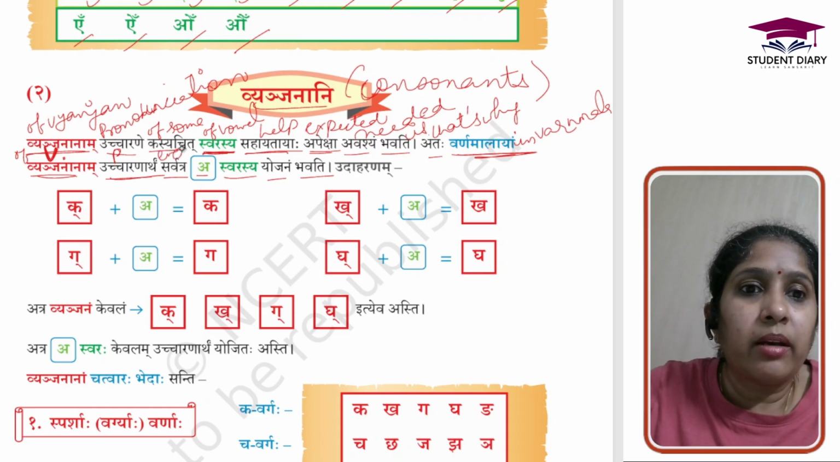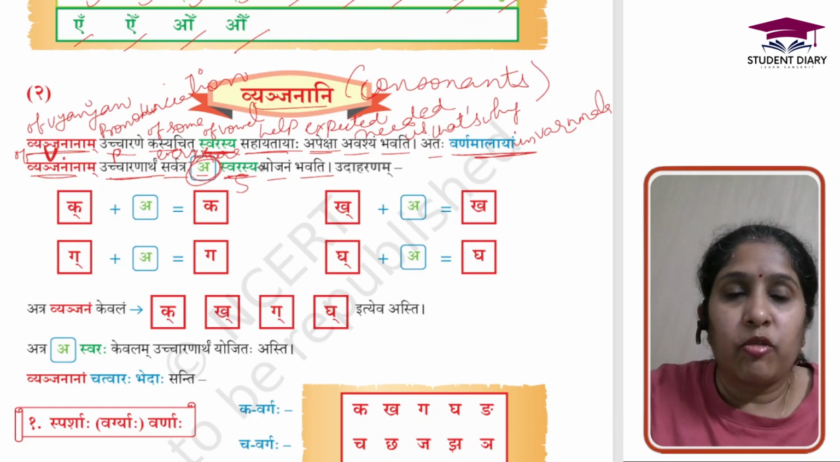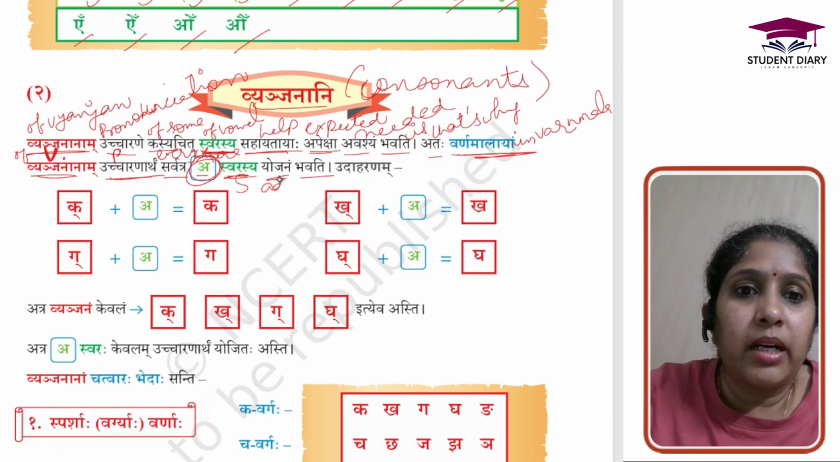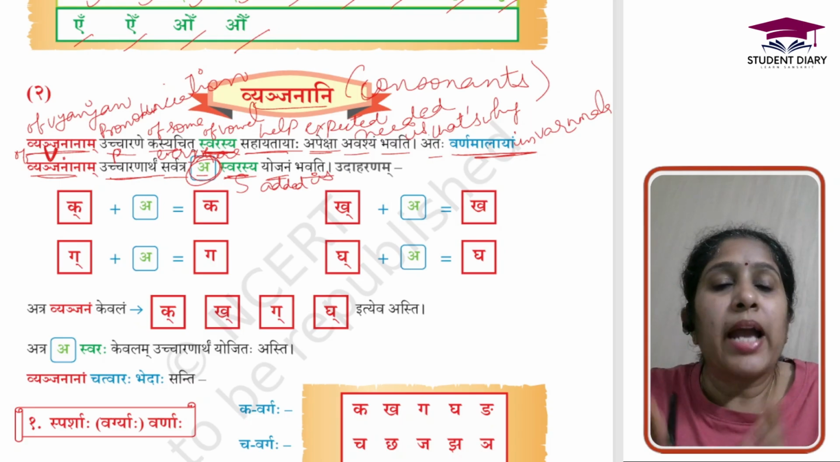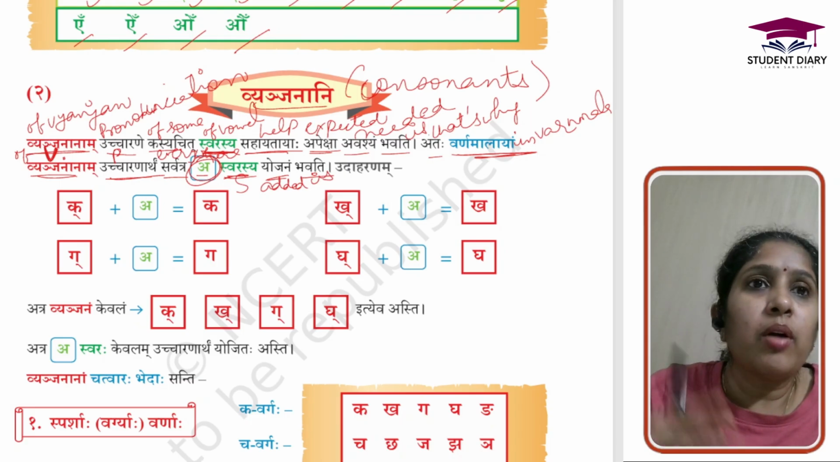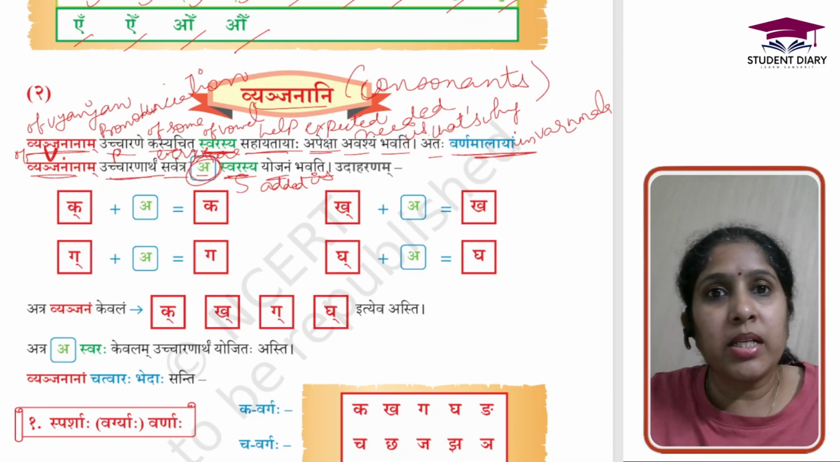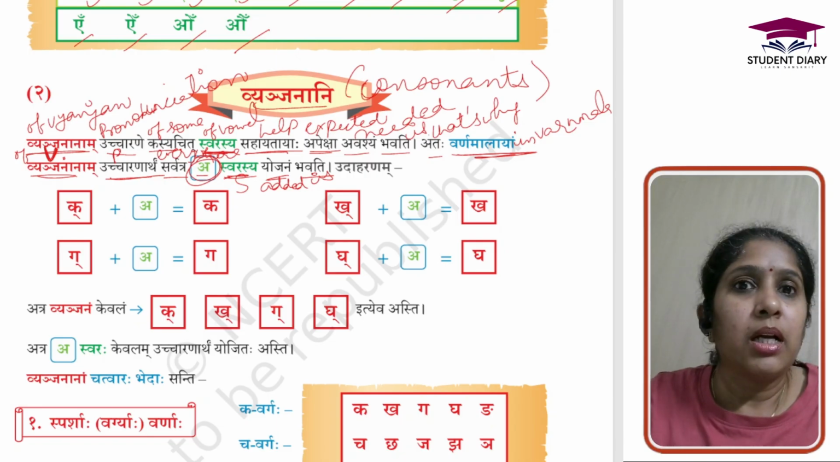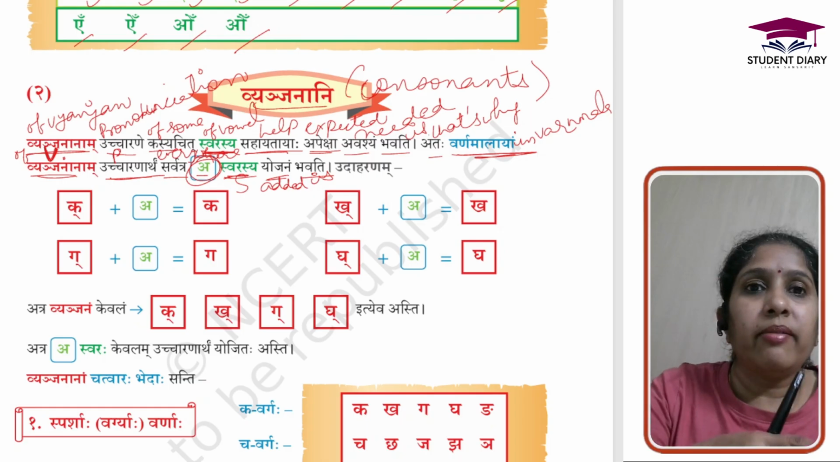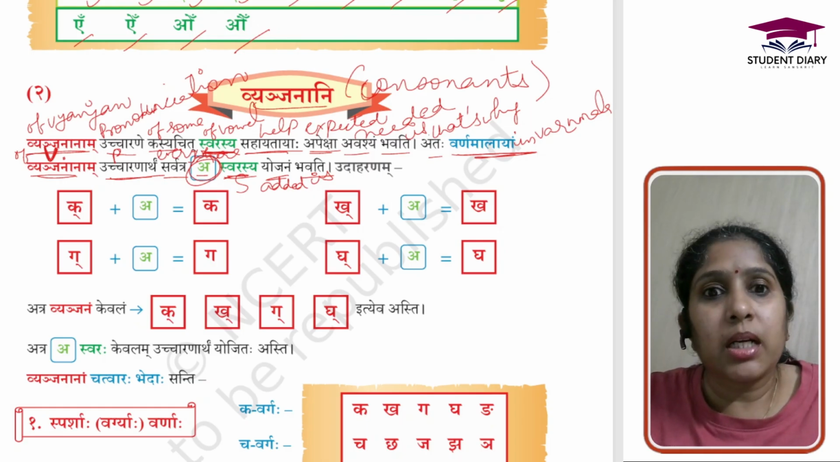Sarvatra means everywhere, like in all of the vyanjan. Aswarasya means of the swara, the vowel. Yojanam means is added. Bhavati means is. So whenever you want to pronounce any vyanjan, you have to add the swar a to the vyanjan. If you want to say ka, that is the ka vyanjan plus the a swar, and together it becomes ka. The kha vyanjan plus a becomes kha.